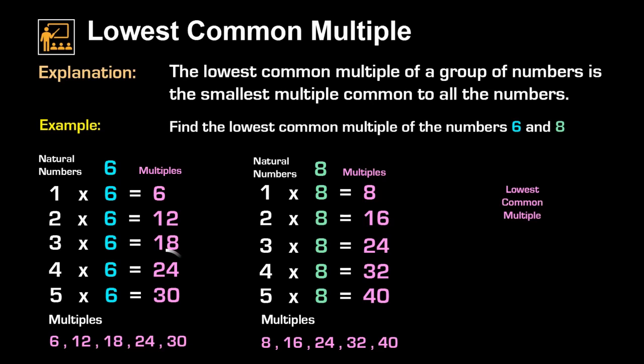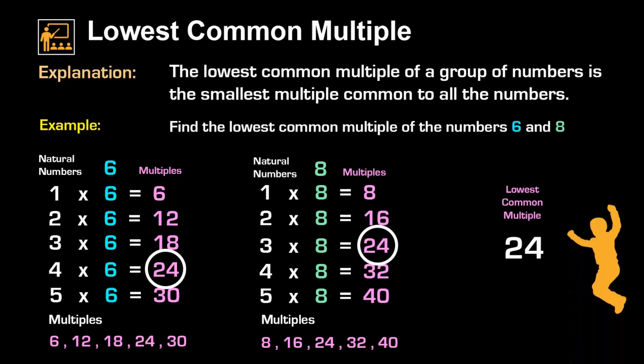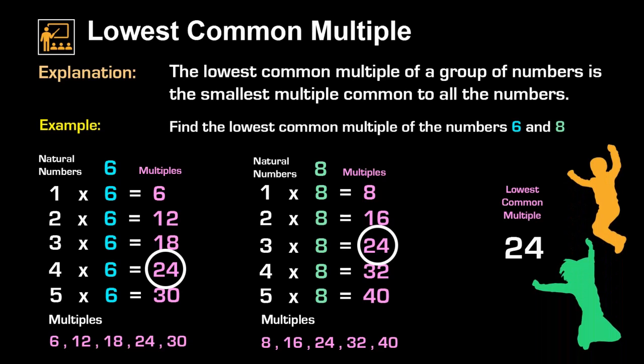Okay, so the lowest common multiple is 24. There you have it. Okay, 24 is the lowest common multiple of the numbers 6 and 8. Yes. If you've got it right, jump up in the air. Okay, there's an activity. Find the lowest common multiple of the following numbers, 8 and 12.